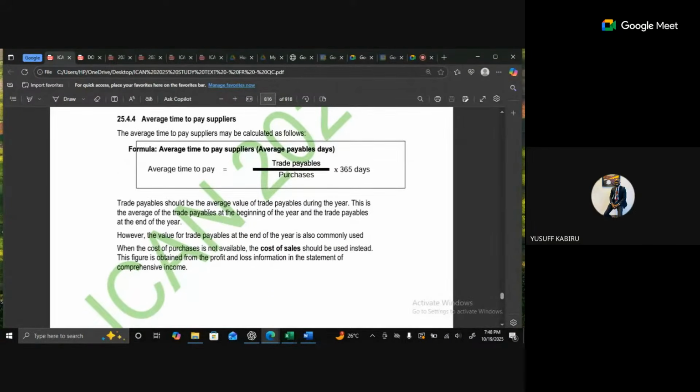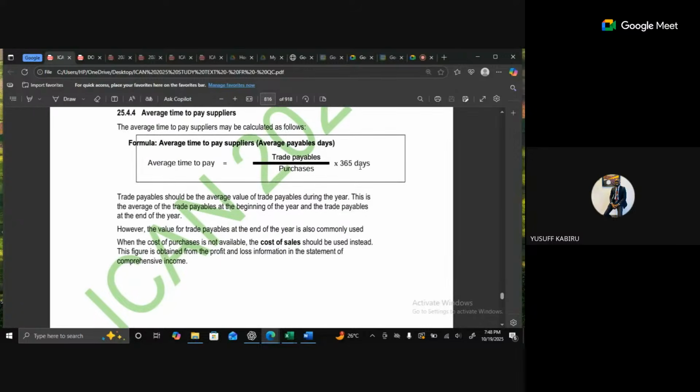Yeah. So the next thing is average time to pay suppliers. As the name implies, you're just trying to look at how long it will take you to pay your suppliers, those people that you bought from on credit. How long will it take you to pay them back? That's simply what you are looking at.